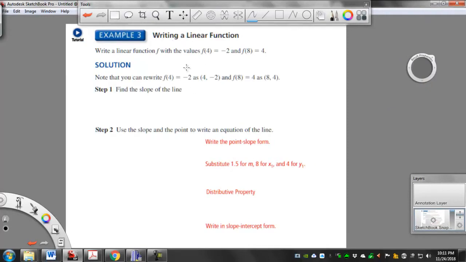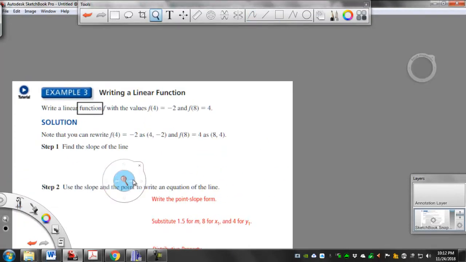Okay, another type of problem that you'll have is where it looks like they do not give you an ordered pair, and what they're giving us is what we call function notation. This appears in the book in chapter 3, and we really didn't cover much in chapter 3. So let me zoom in here and we'll talk about this.